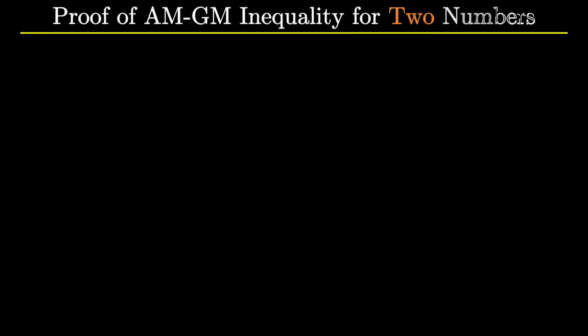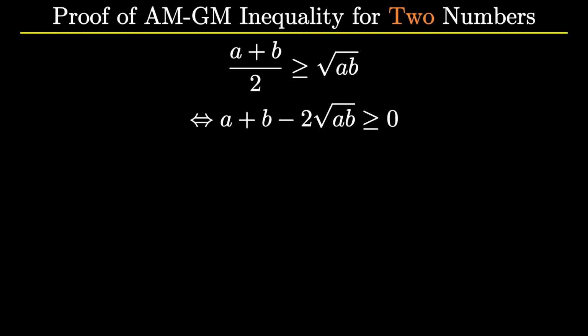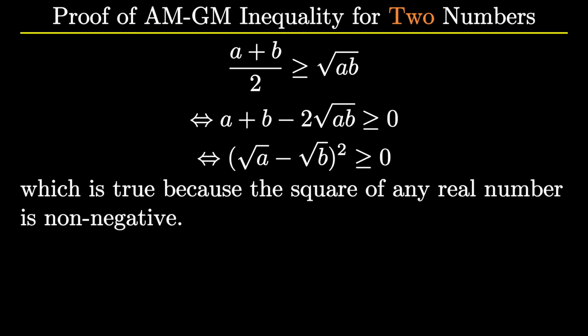Now let's prove AM GM inequality for two numbers. For two non-negative real numbers a and b, we need to prove (a plus b) upon 2 is greater than or equal to square root of ab. We take some reversible steps and eventually we reach a statement which says that the square of some real number is greater than or equal to 0, which is of course a true statement because the square of any real number is always non-negative. It means by taking some reversible steps we reach the true statement. So it implies that our first statement was true.